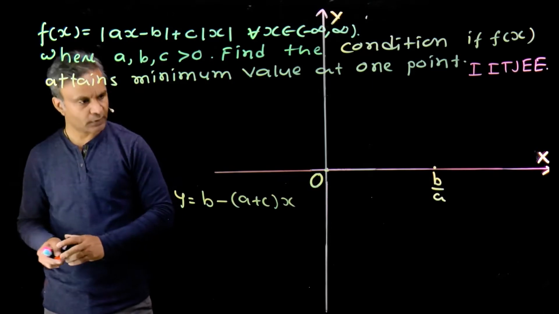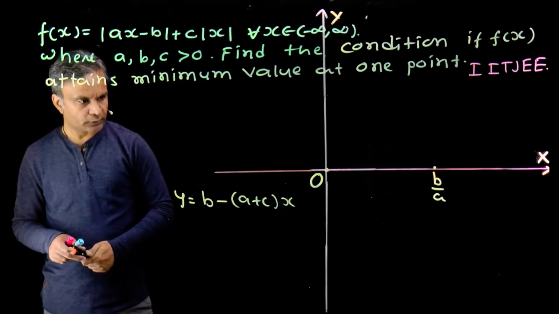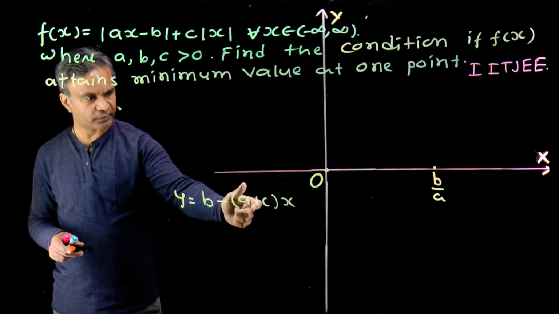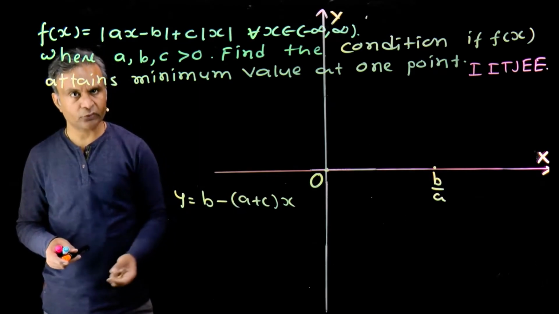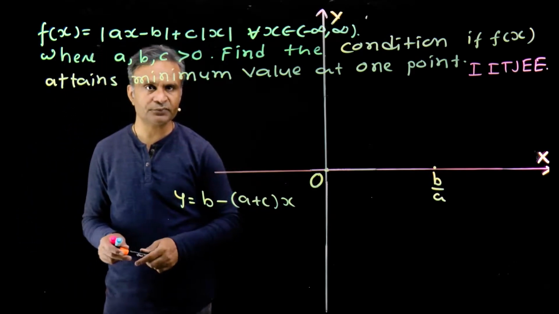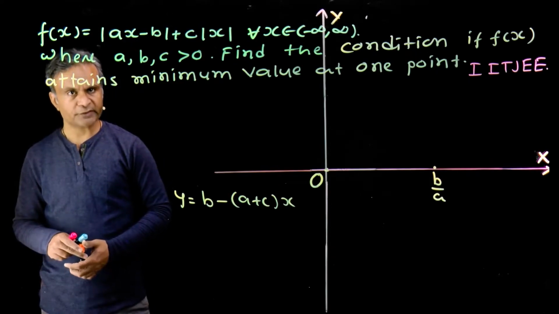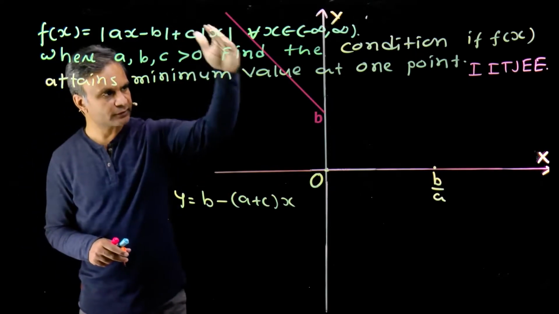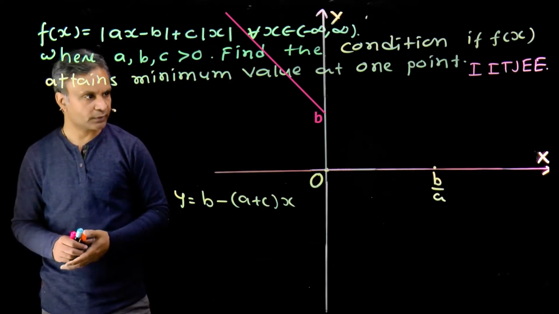Now this is linear function. Graph will be straight line. Slope is minus (a plus c), which will be negative because a and c are positive real numbers. The slope is negative and y intercept is b. So how will the line be? Line will be like this. Slope is negative and y intercept is b.